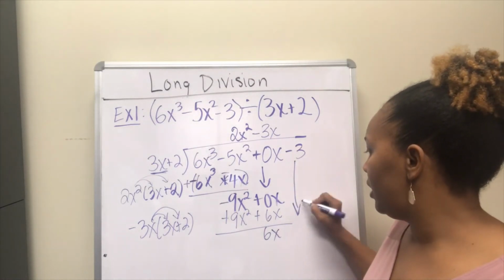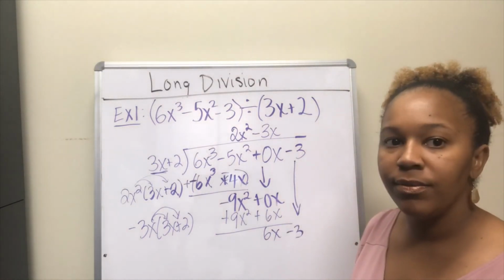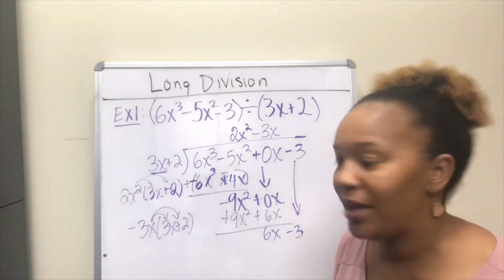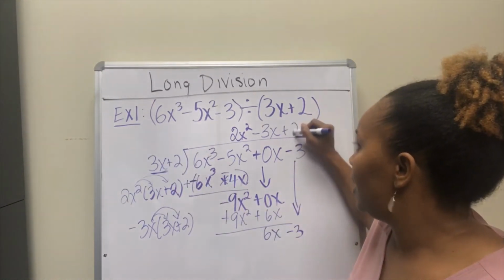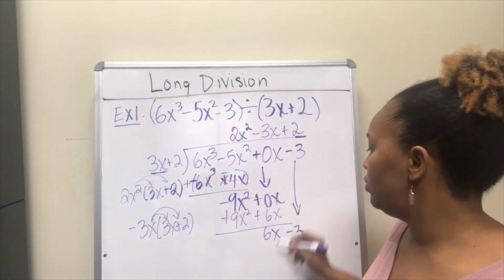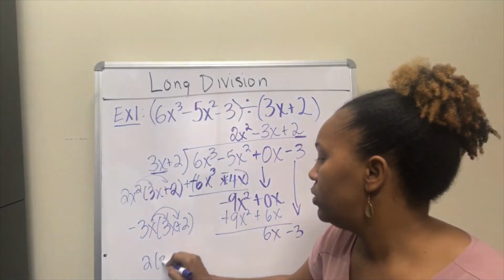And now I drop down the next term, which is minus 3, and start that process all over again. 3x times what will give me 6x? 3x times a positive 2. So 3x plus 2 times 2 is what you want to do next.